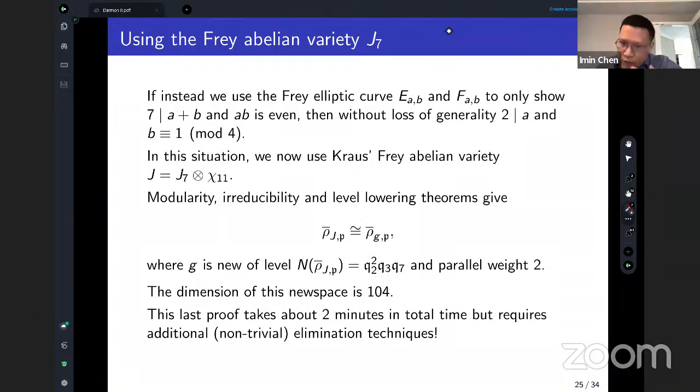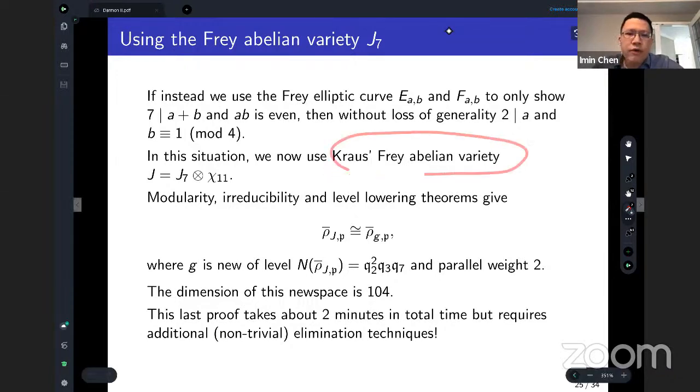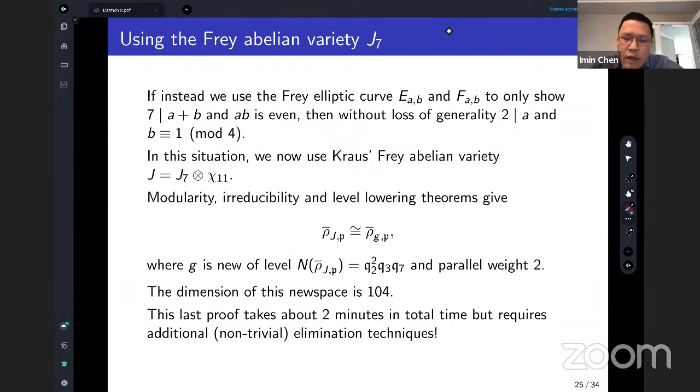And then we can do the elimination now using Kraus's Frey abelian variety. Of course, all of these techniques are within and inspired by ideas from Darmon's program. Using this proof where we combine all the Frey varieties that are available to us and optimize their levels, this last proof only takes about 2 minutes in total time. However, it does require one additional non-trivial elimination technique, which is needed for the Frey abelian variety.